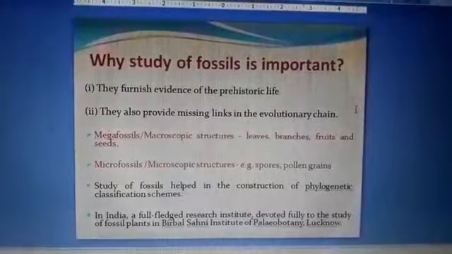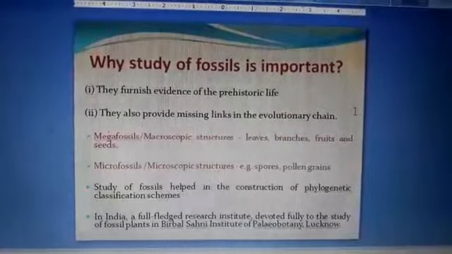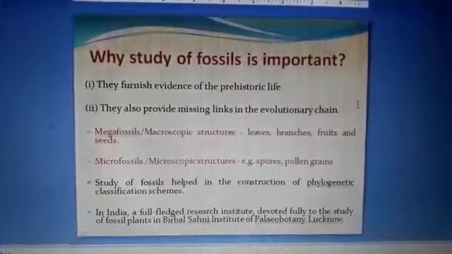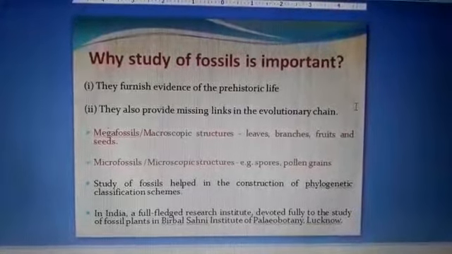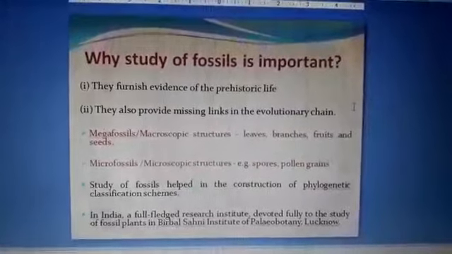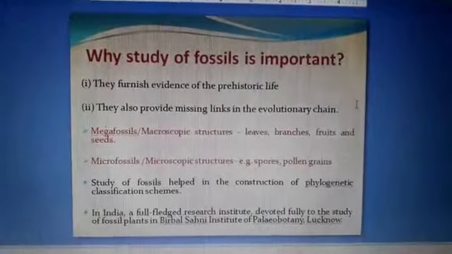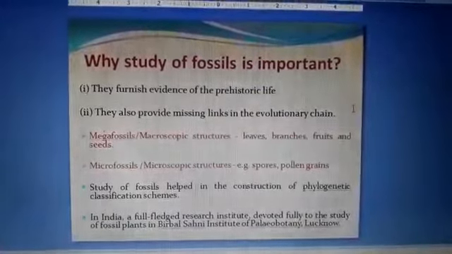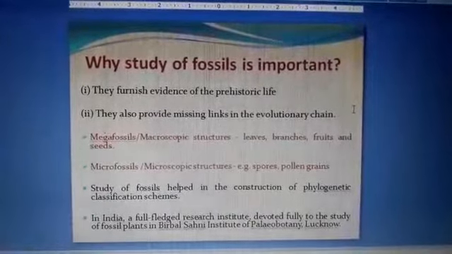The study of fossils helps in the construction of the phylogenetic classification scheme. In India, a full-fledged research institute exists in the name of Birbal Sahni: the Birbal Sahni Institute in Lucknow.